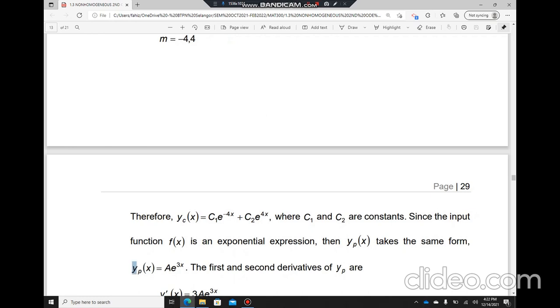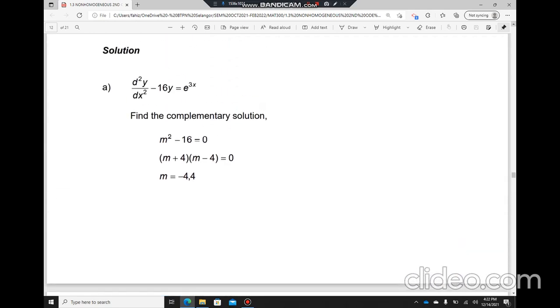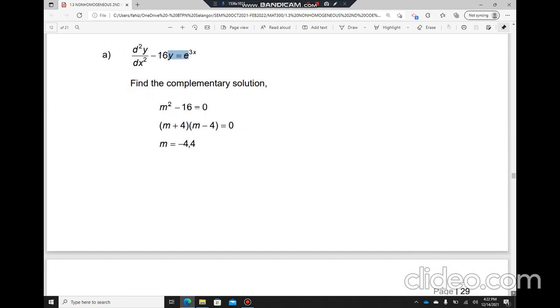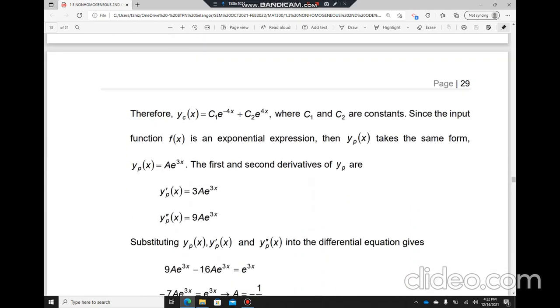So YP kita ambil AE3X. Sebab apa kita ambil AE3X? Kita ambil daripada ni. Awak tengok yang ni jangan ubah yang asal. Kalau asal E3X, so bila nak cari YP, you just put constant A kat depan. So dia akan jadi AE3X. Okay, kalau kita compare balik dengan YC, dia tak ada yang sama, dia tak duplicate sebab yang ni E negative 4X and then yang ni E4X. Then yang kita ni adalah E3X.